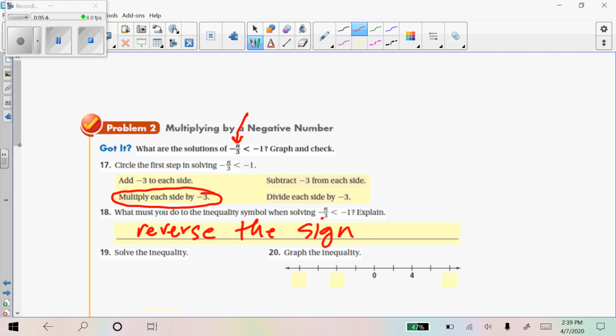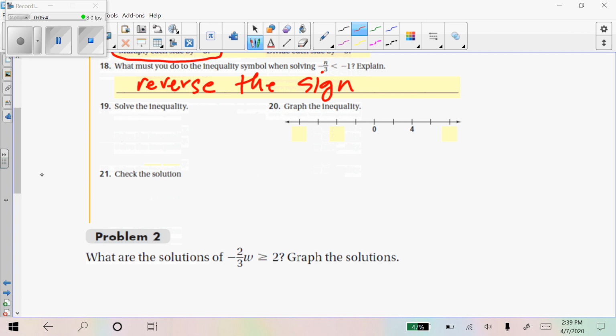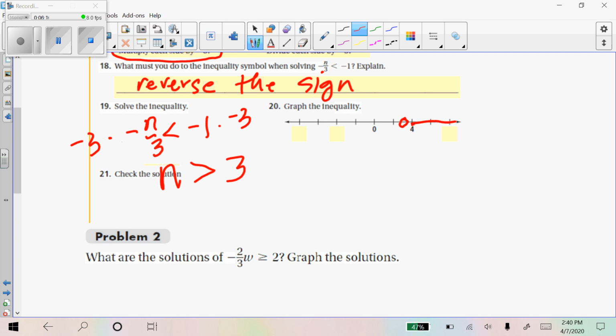So now we're going to go ahead and do that. We're going to take our original equation, negative n divided by 3 is less than -1. We're going to multiply both sides by -3. And when I do that, I get positive n on this side. I reverse the sign because I multiplied by a negative, and it equals +3. So we're going to put an open circle at 3 and make the arrow go that way.